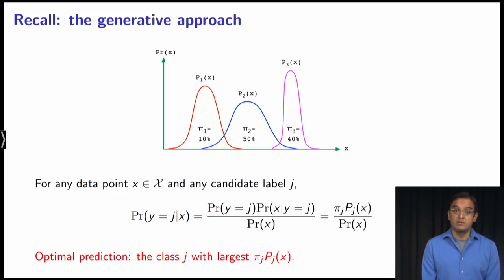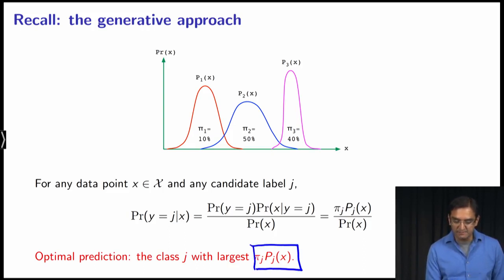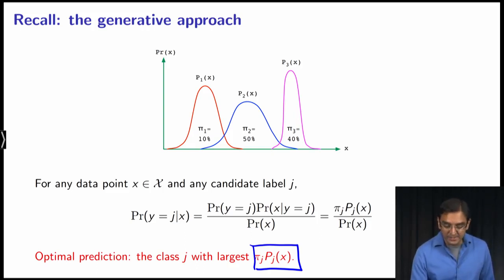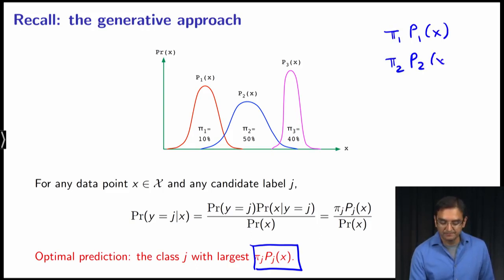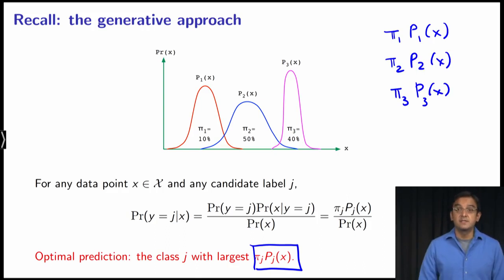When we get a new bottle of wine, we get its feature vector, that's the X. And the class we predict, 1, 2, or 3, is simply the class that maximizes pi j times pj of X. In this case, because there are 3 classes, we simply compute pi 1 times p1 of X, and then we compute pi 2 times p2 of X, and pi 3 times p3 of X. And we take whichever of these is the largest.